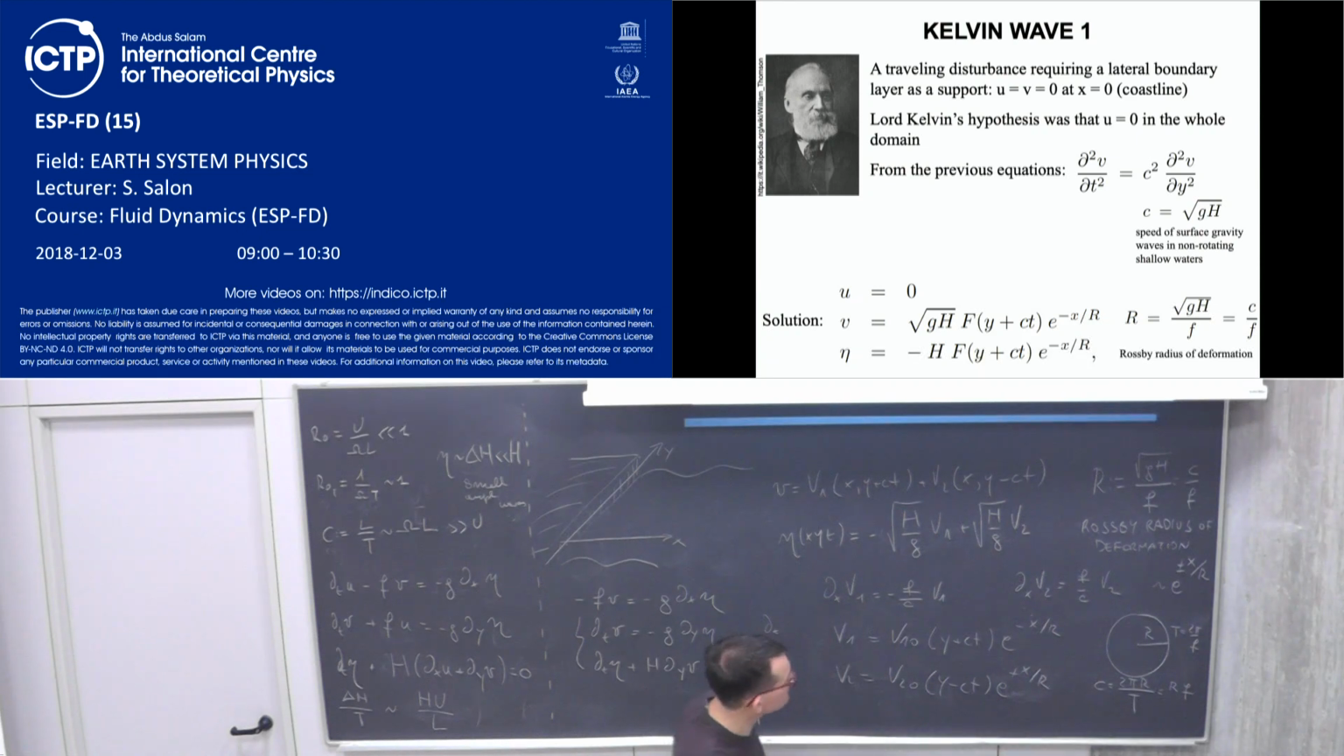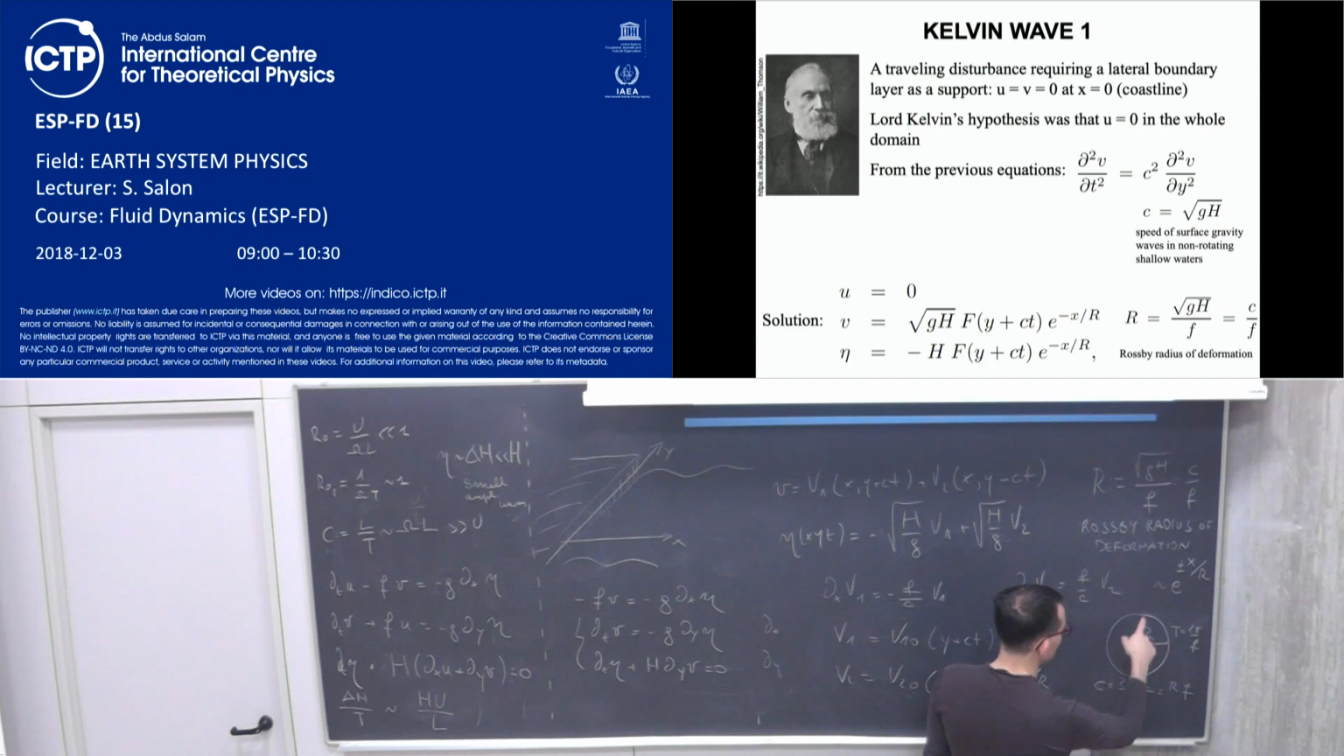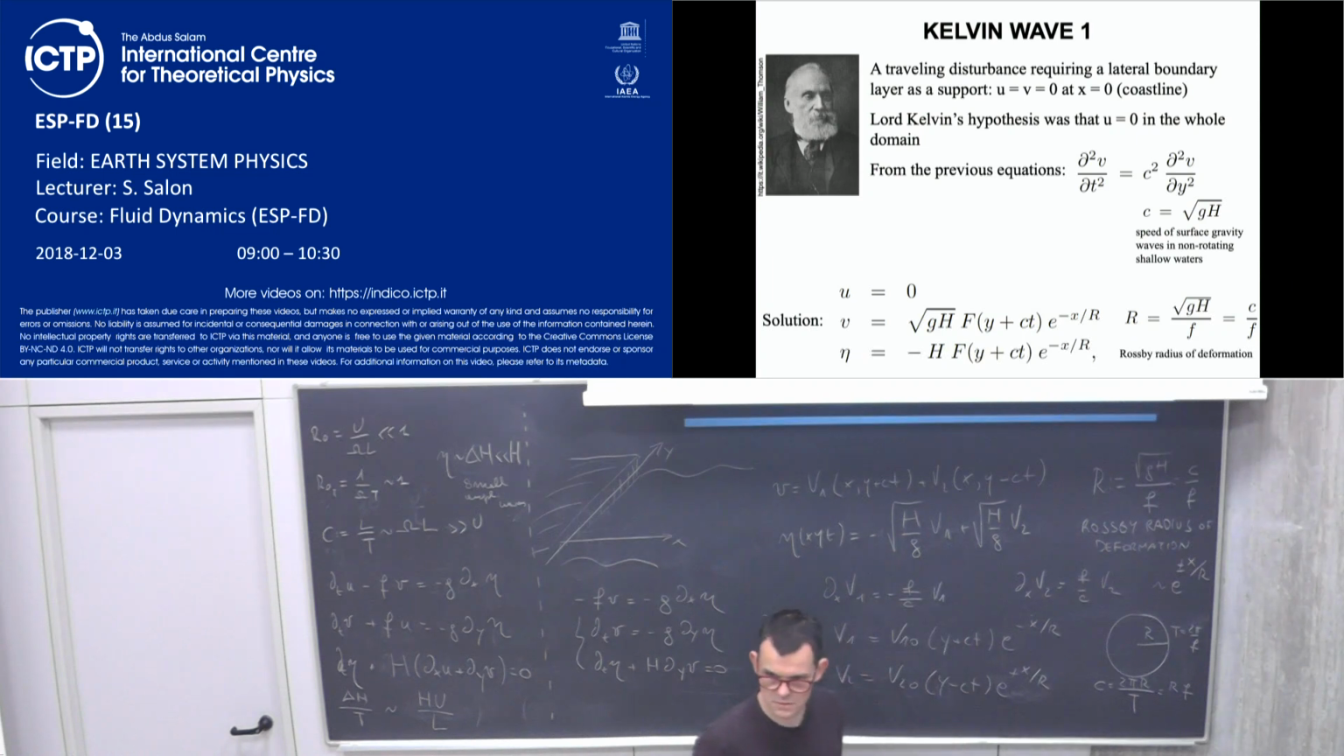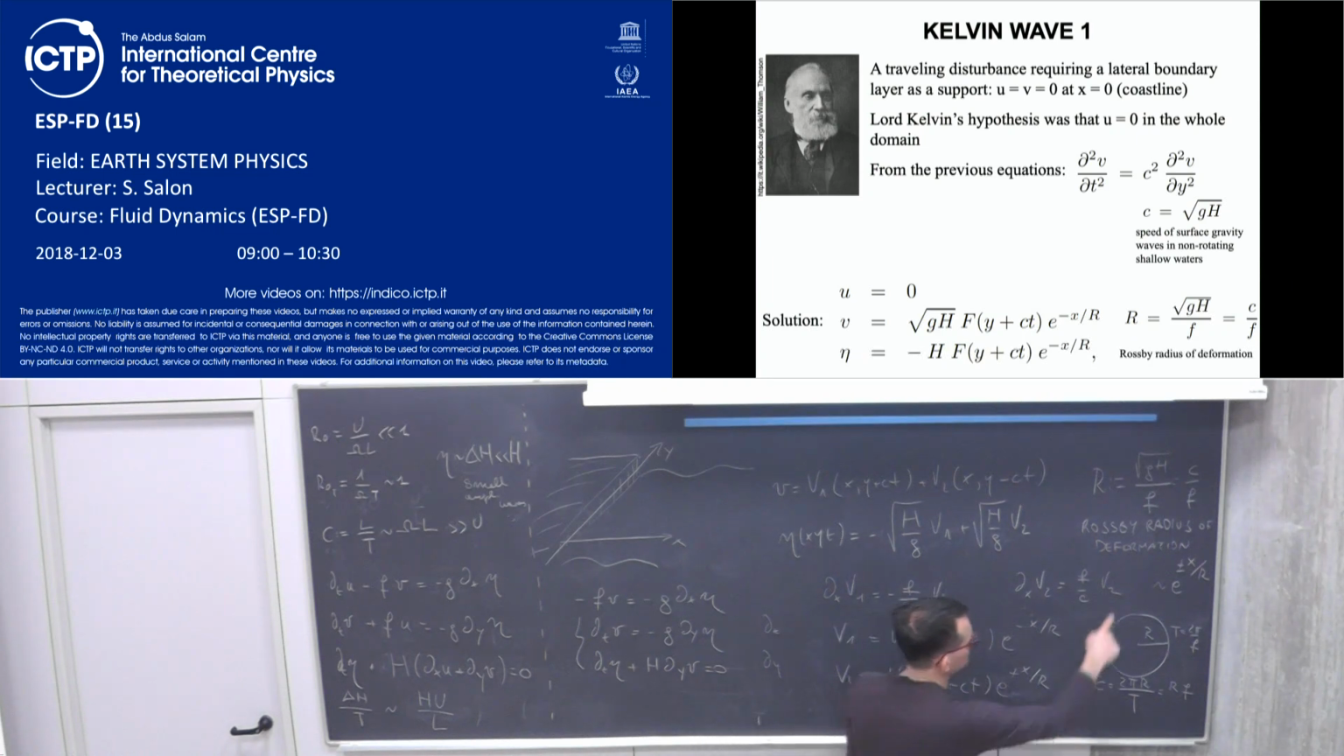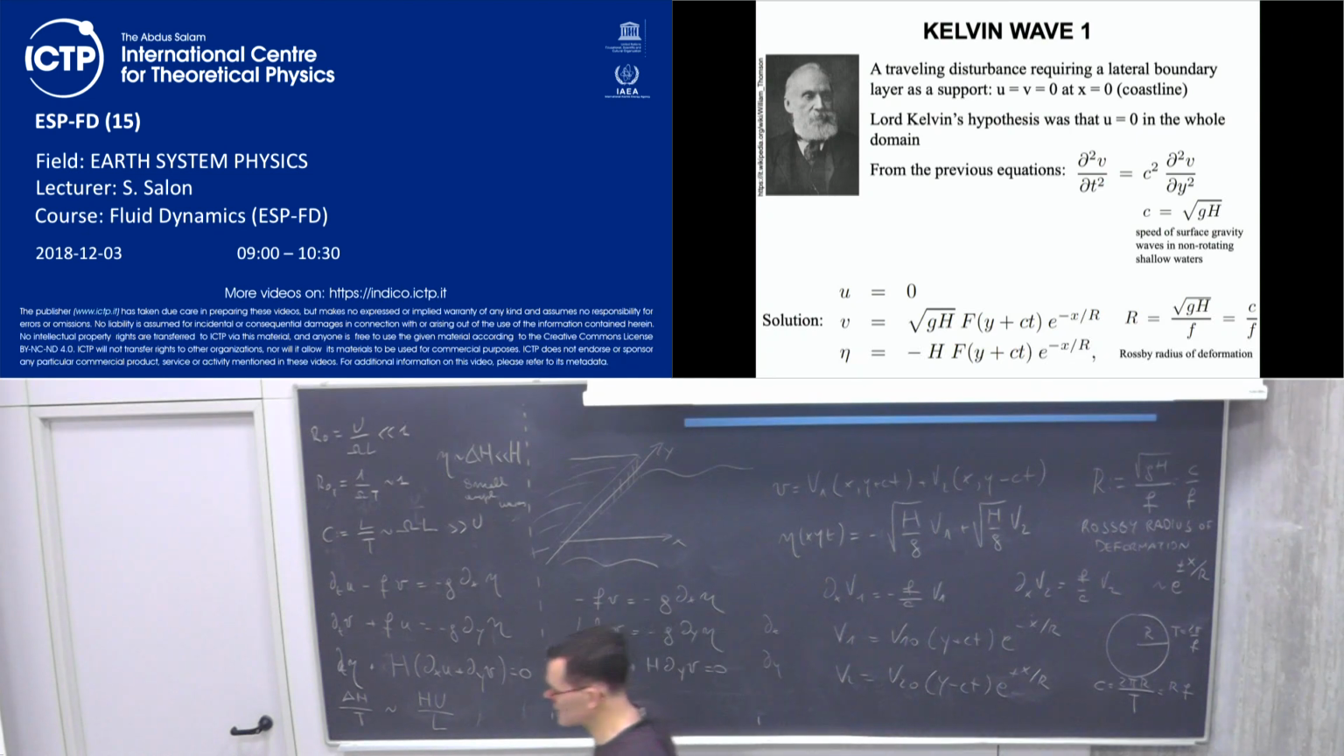So what does it mean? It means that the Rossby radius of deformation is nothing more than the radius of a circle which is rotating with a period which is the one of the inertial oscillation. Okay? And if you remember, this is exactly the same function that we found when we analyzed the inertial oscillation over a two-dimensional plane.